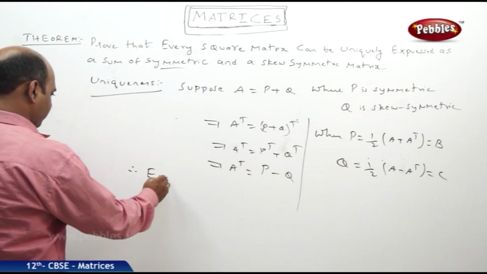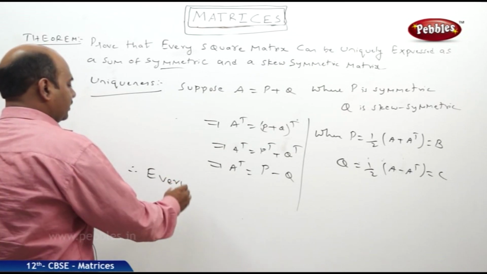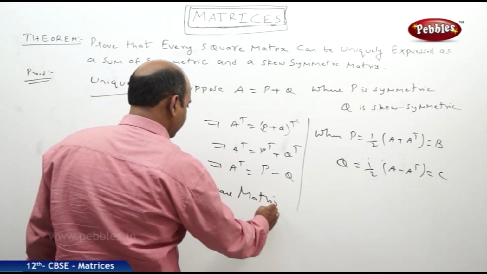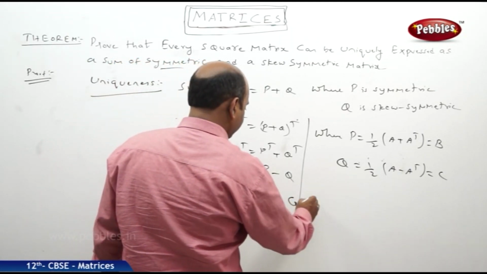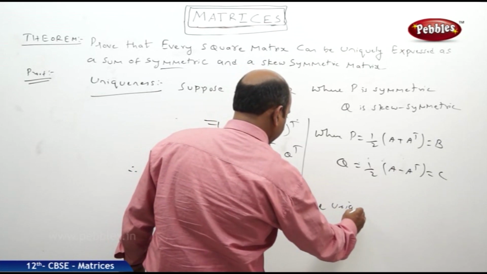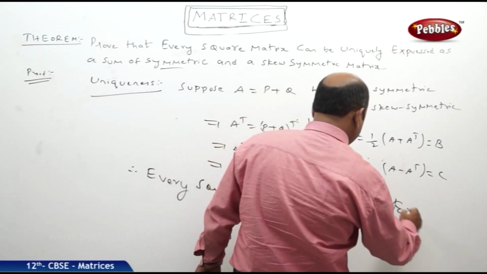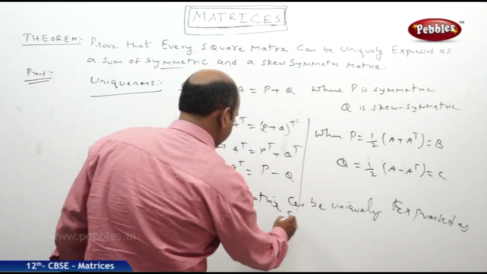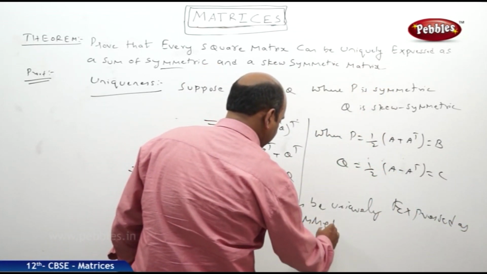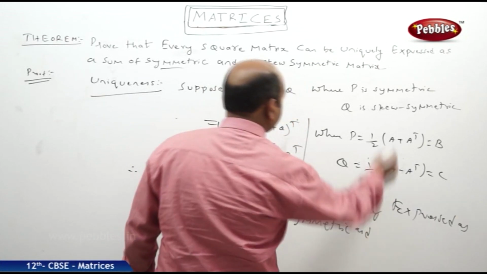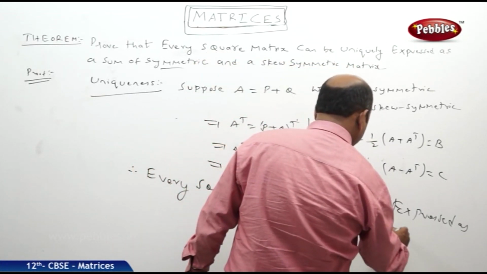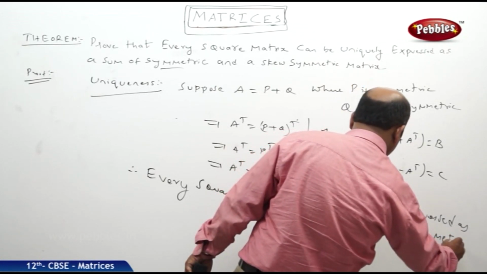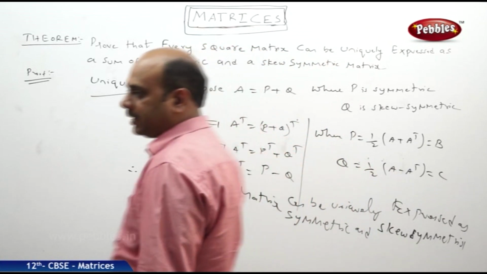Therefore, the final conclusion: every square matrix can be uniquely expressed as a sum of symmetric and skew symmetric matrices. I showed uniqueness also. Hence the chapter comes to an end.